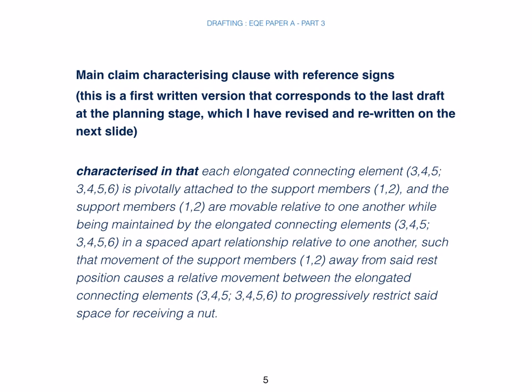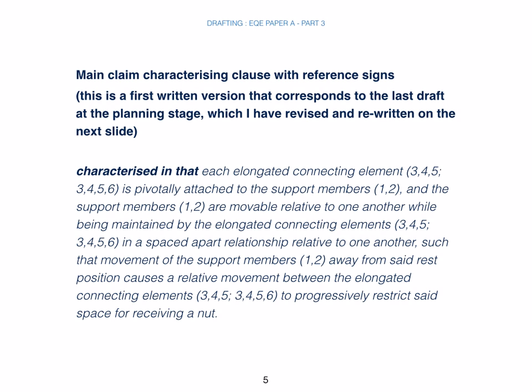each elongated connecting element 3, 4, 5, 3, 4, 5, 6 is pivotally attached to the support members 1, 2, and the support members 1, 2 are movable relative to one another while being maintained by the elongated connecting elements 3, 4, 5, 3, 4, 5, 6 in a spaced-apart relationship relative to one another, such that movement of the support members 1, 2 away from said rest position causes a relative movement between the elongated connecting elements 3, 4, 5, 3, 4, 5, 6 to progressively restrict said space for receiving a nut.